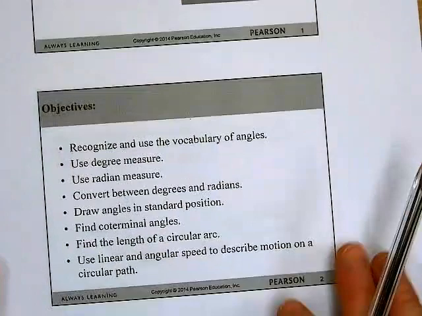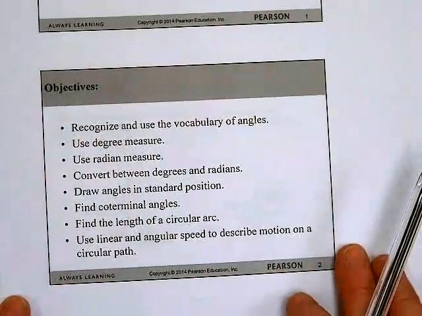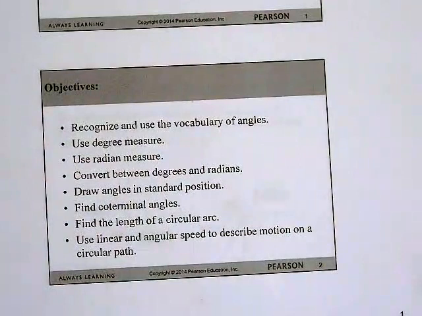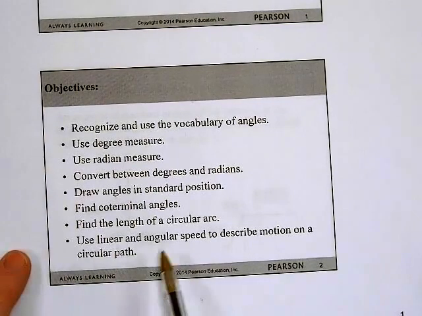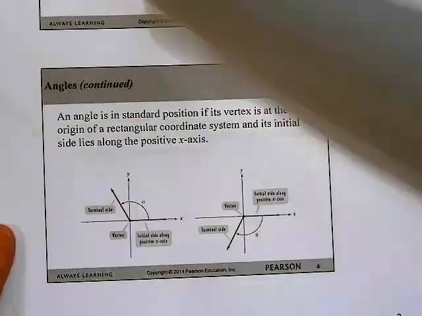Our objectives for this section are to recognize and use the vocabulary of angles, to use degree measure, to use radian measure, to convert between the two, to draw angles in standard position, find coterminal angles, find the length of a circular arc, and find the linear and angular speed described in motion.